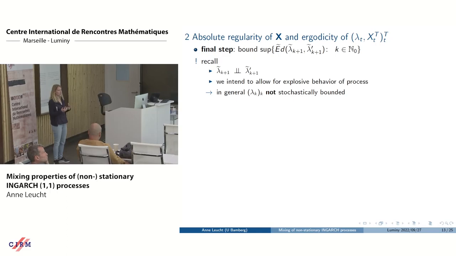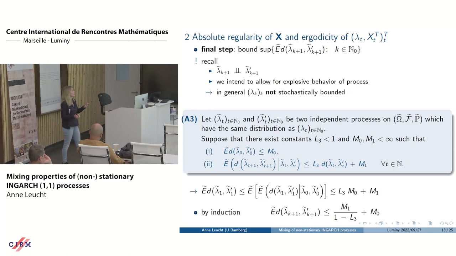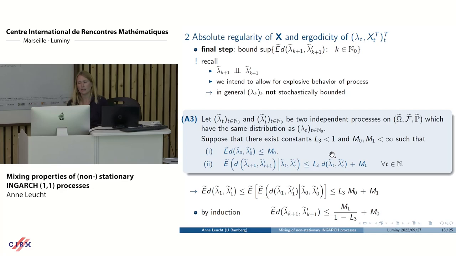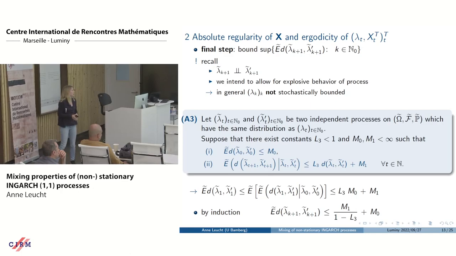And again, here we can use the coupling. So now recall lambda k plus 1 and lambda k plus 1 prime are independent. Now, if we succeed in finding a coupling of our processes in such a way that, again, we have some kind of contraction condition that you see in condition number 2 here, the distance between the lambda t's at a future time point can be traced back to the distance of the lambdas at time t, times a contracting constant L3 less than 1, plus some other constant. And for the initial lambdas, you only need that this expectation is bounded. And then if you combine these things, you also get a bound for the distance of the lambdas at stage k without assuming that the lambda k's are bounded themselves.